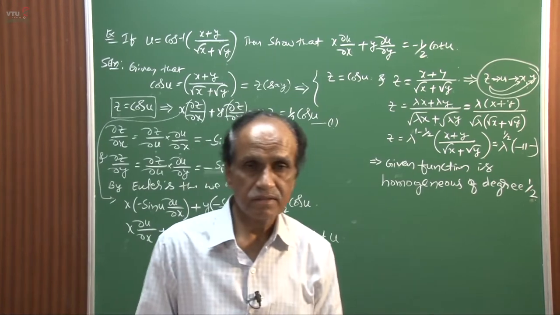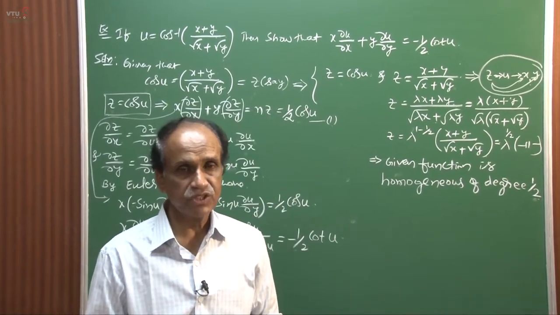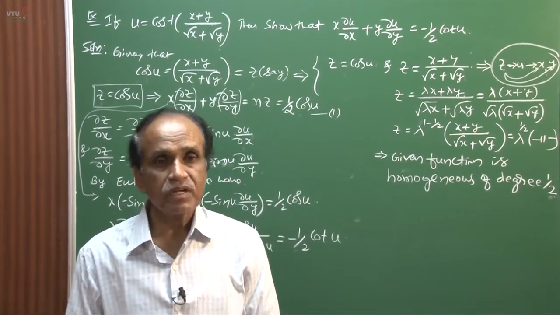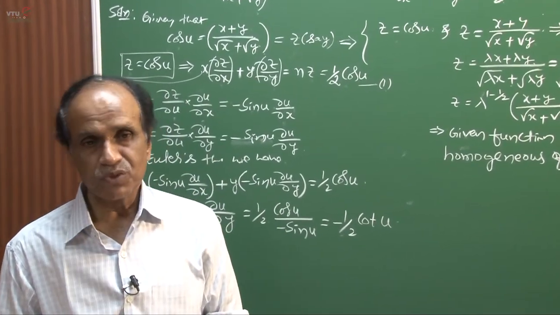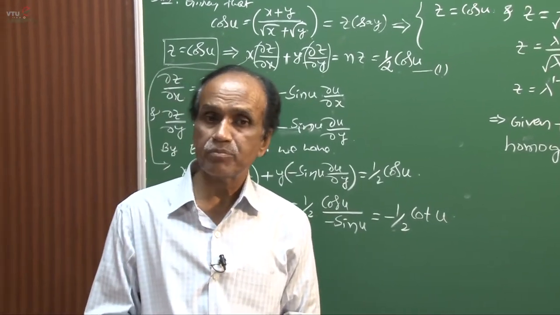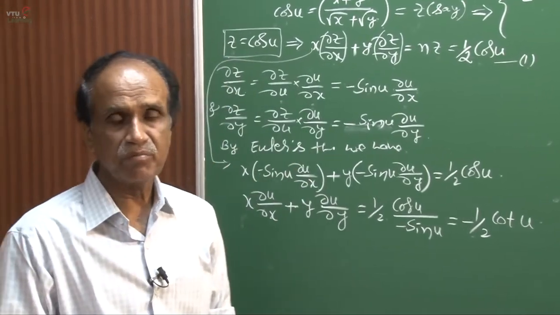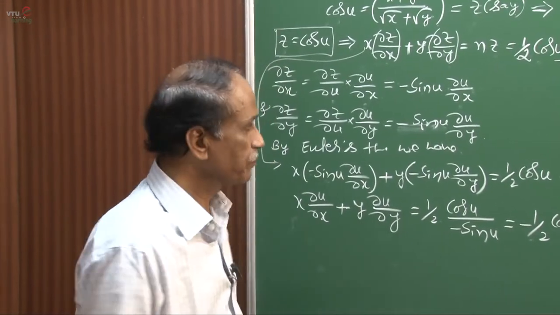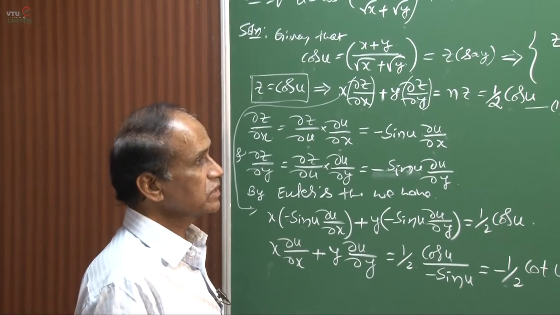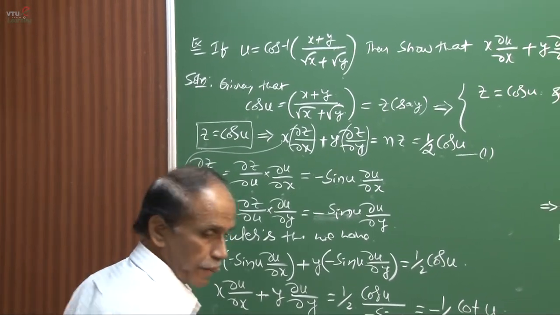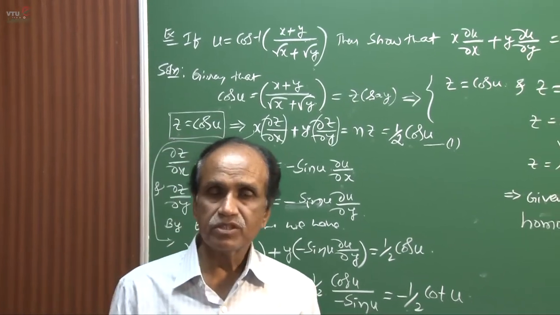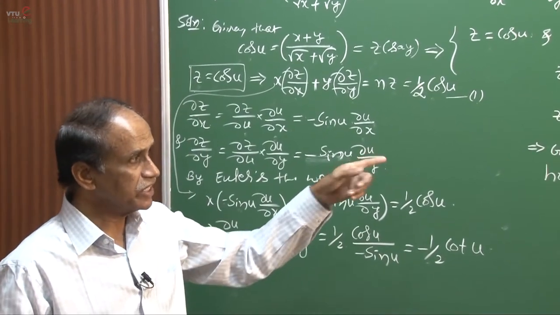That topic is the application of partial differentiation for three different calculations. One is total derivative, another is composite function, and one more is implicit function. First, let me complete the total derivative with one or two examples. But what is the meaning of total derivative? Let me explain. Total derivative is nothing but the chain rule.